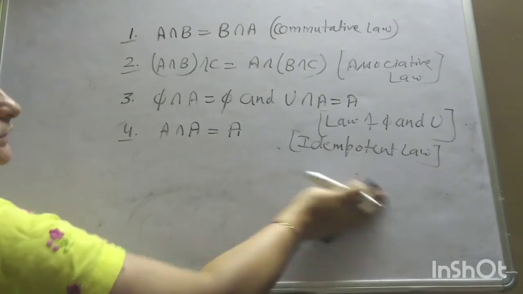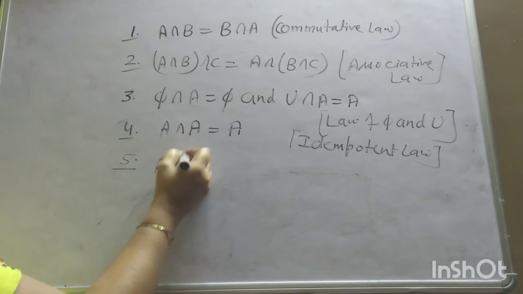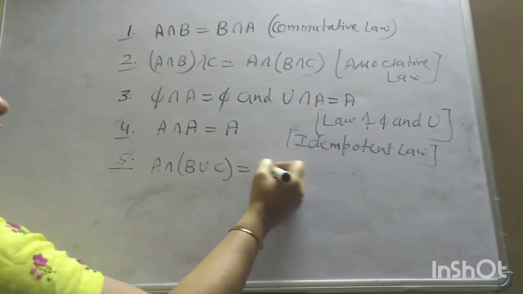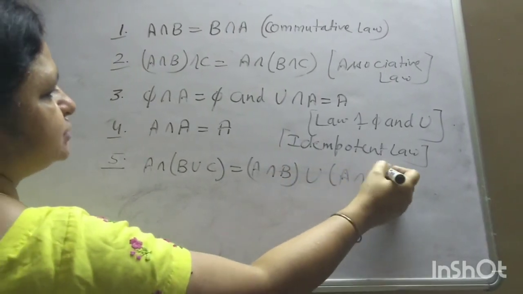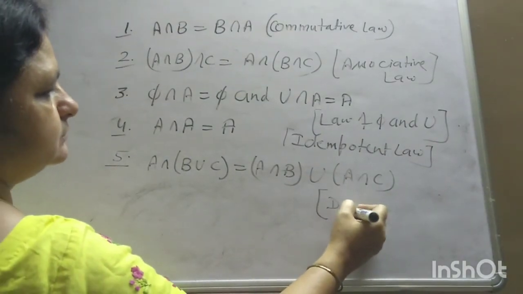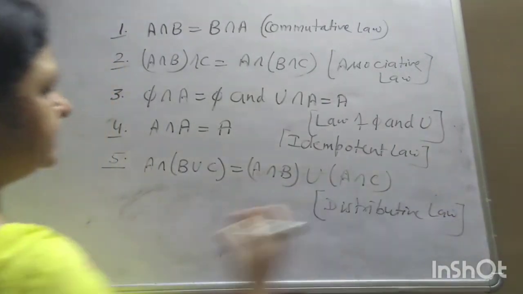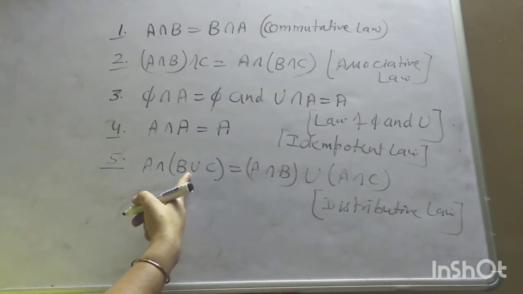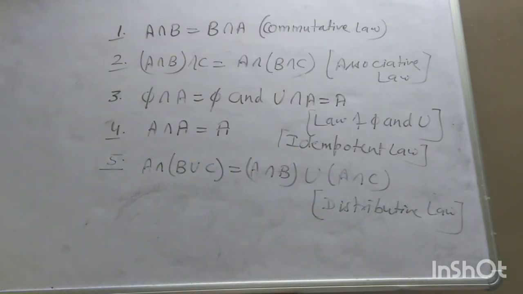And the last but not the least, A intersection (B union C) is equal to (A intersection B) union (A intersection C). This is the distributive law. Here, intersection is distributed over union. Intersection is distributive over addition.